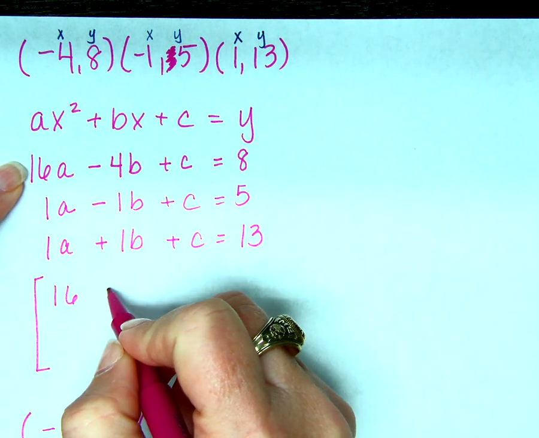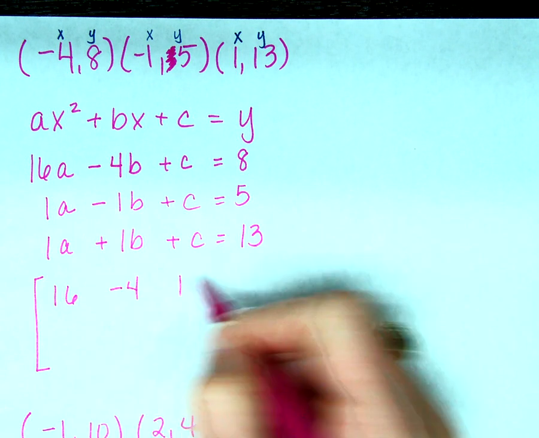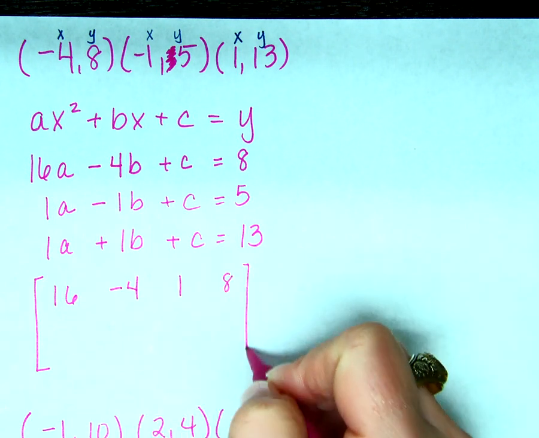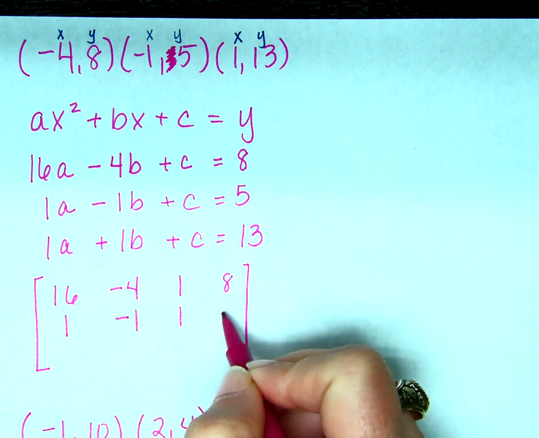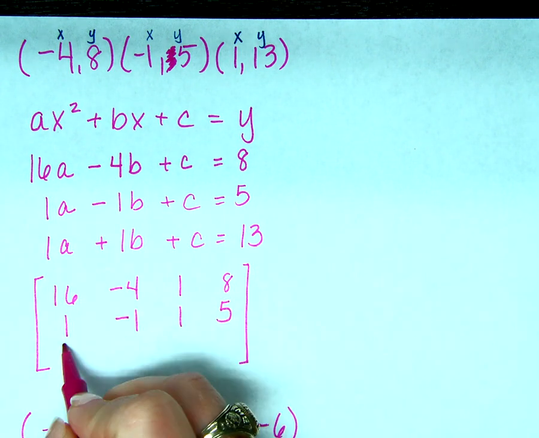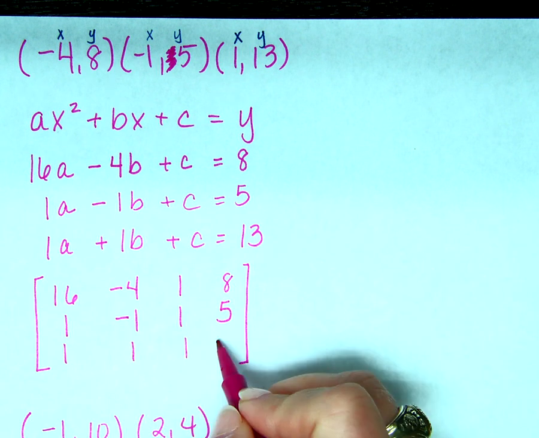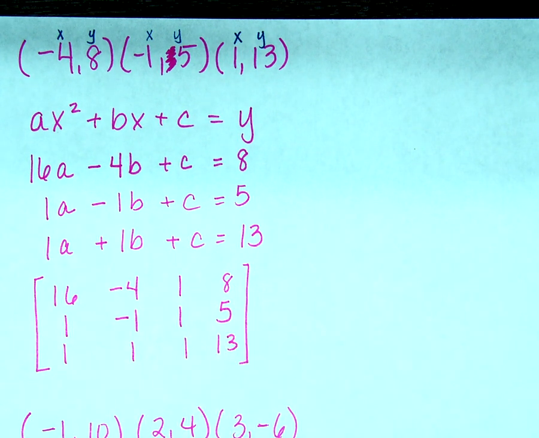16, -4, 1, 8. 1, good. 1, 1, 1, 13. Now, here comes the bad news, right? Remember we talked about it before. Is it really bad news? No. What do I have to remember how to do? Well, I have to remember the steps. I have to remember how to put it into the calculator, right? It has been a while, so is it okay if I remind you?